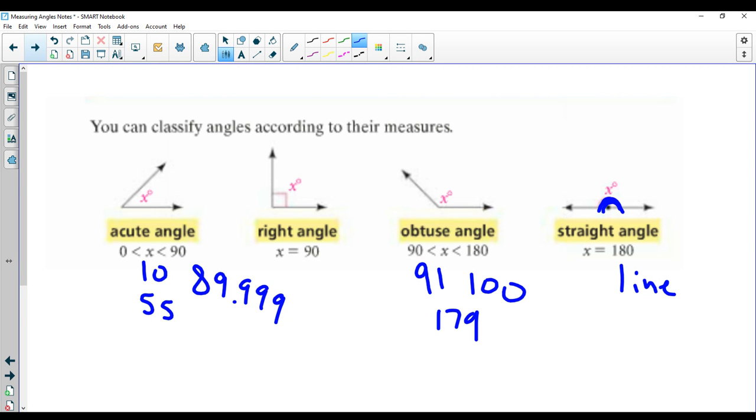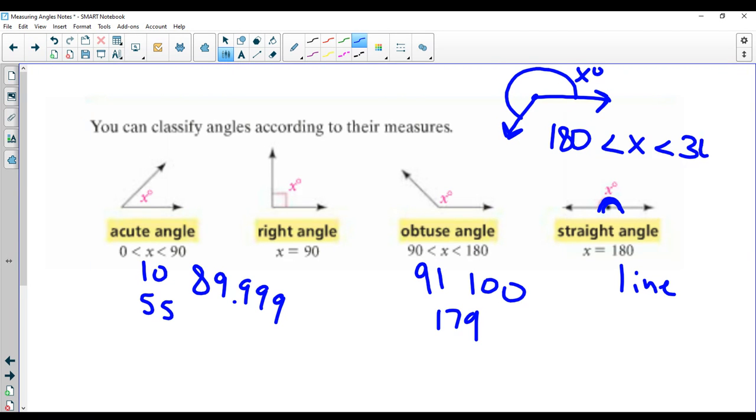Okay? And then just for fun, here's an extra angle. Let's say, right here's my vertex. If I measure an angle this way, so if it's, let's say, X degrees, and it's between 180 and 360, we can call that a reflex angle. You won't see a whole lot of reflex angles. I just threw that in there for fun. You have to know these 4 names. You got to know acute, right, obtuse, straight. Those are the biggies.